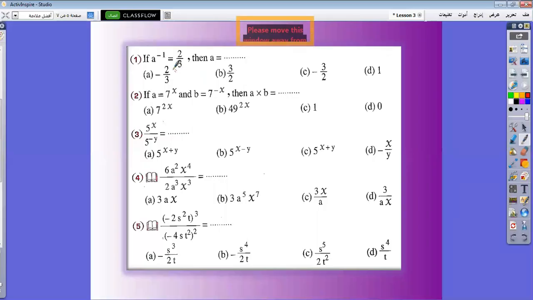Okay, the next question, number 1. If a power negative 1 equals 2 over 3, choose the correct answer. Then a equals what? First you have your negative power. I want you to turn it into a positive power. It's a power negative 1, I want it to be a power 1. So I will get the reciprocal. A power negative 1 is 2 over 3, so a power positive 1 will be 3 over 2.